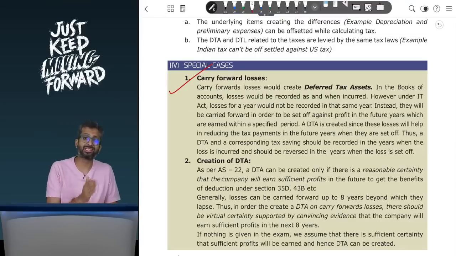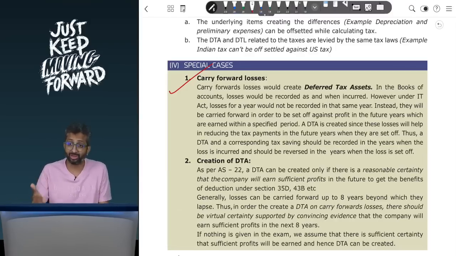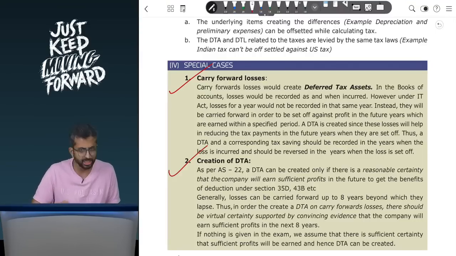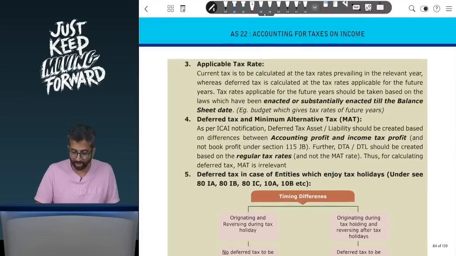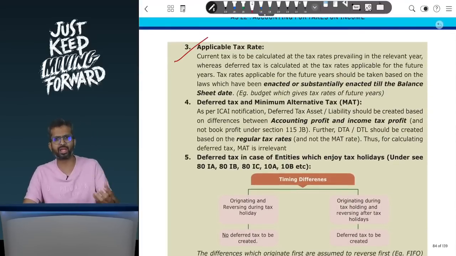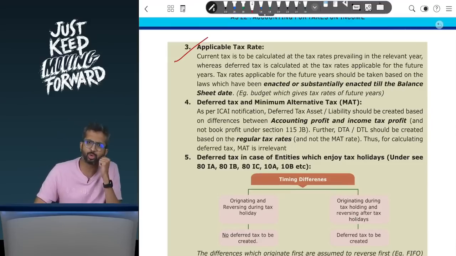So the standard says a deferred tax asset can only be created if there is reasonable certainty that it will be utilized, or for carry forward losses, it is virtually certain that you will earn reasonable profits to actually claim deductions and set off for the same. So creation of DTA, in detail there are no conditions, but DTA is subject to certain conditions. A few other special cases are what applicable tax rate, like for current tax for the year 24-25, you will take the tax rate of the year 24-25.